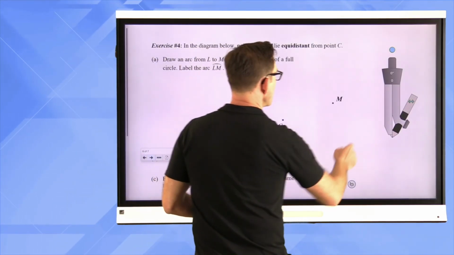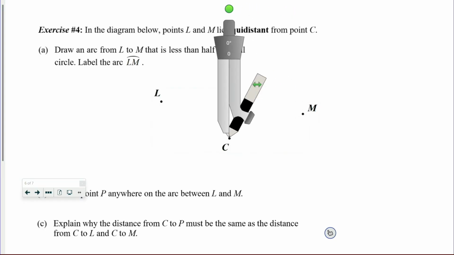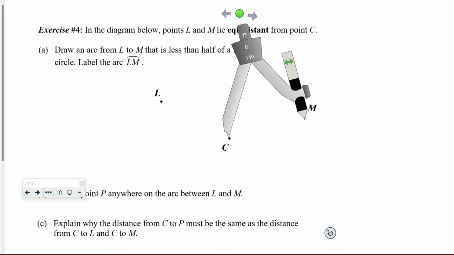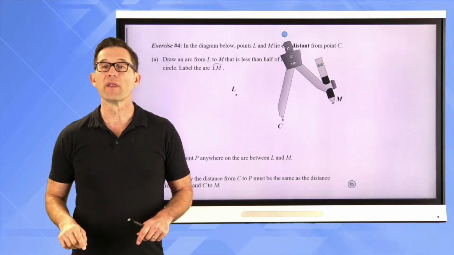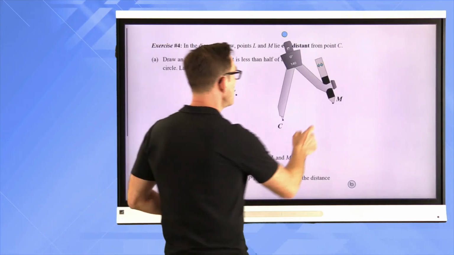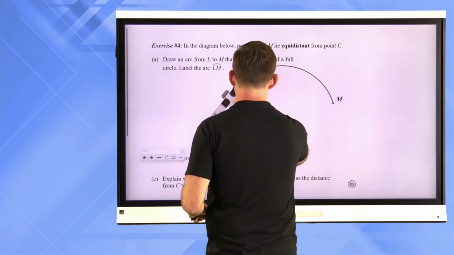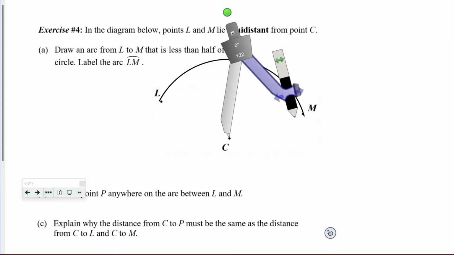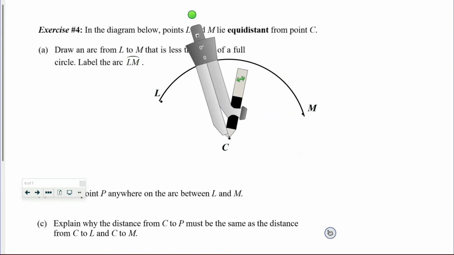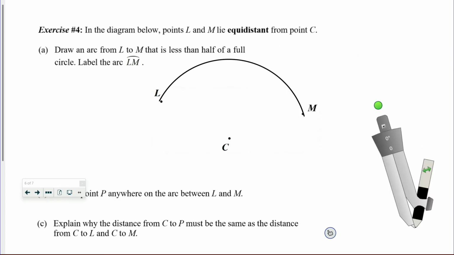So what I'm going to do, because I know that they're equidistant, I can put the tip of my compass on point C. Again, going to be a little bit easier for you. I then want to extend the compass so that it's got a radius, that's right, we talk about the radius of the compass, equal to the length of either CM or CL. And then I'm simply going to draw that arc. I missed, but that's okay. That's about as good as I'm going to get. Hopefully you've got one that's a little bit better. All right, and that is what we call arc LM.